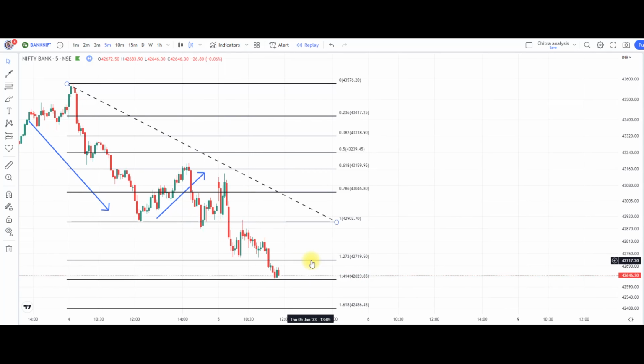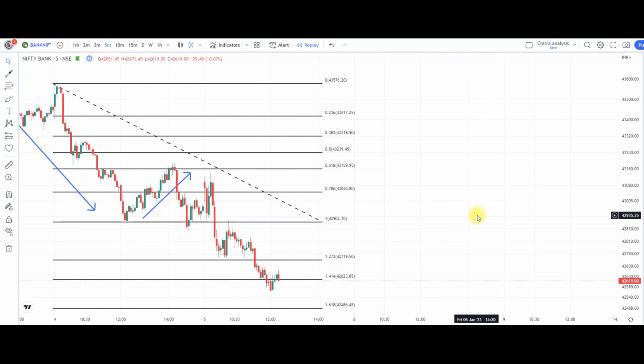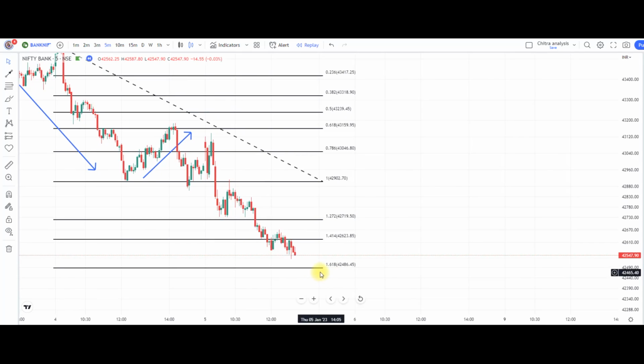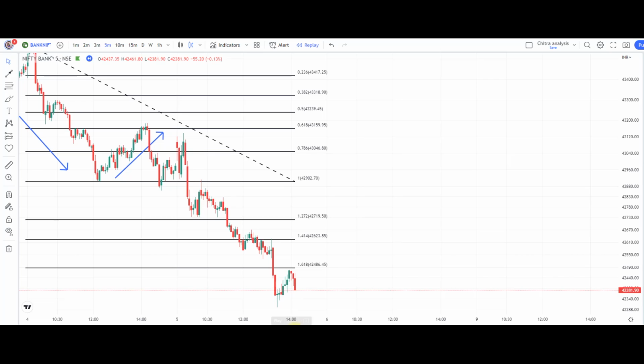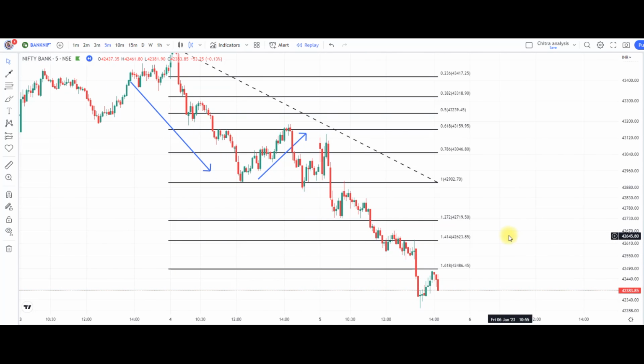We achieved our first target and second target also, and the third target will be 1.618. So this is how we can enter into the intraday trading also using the Fibonacci.